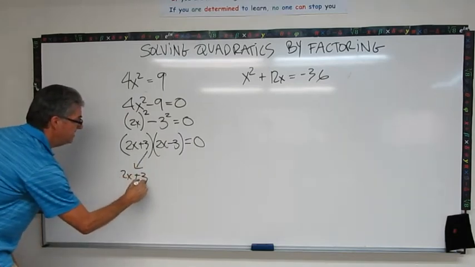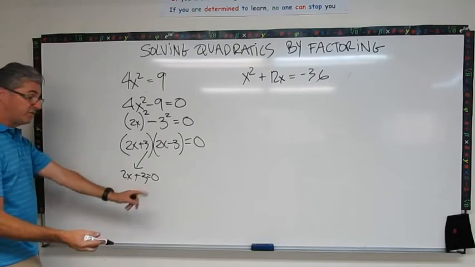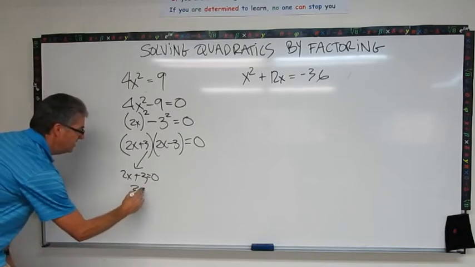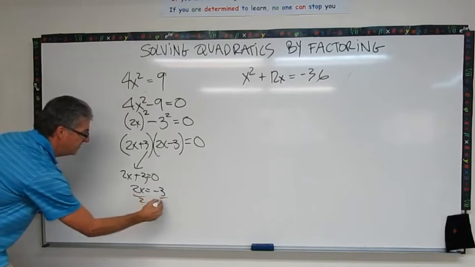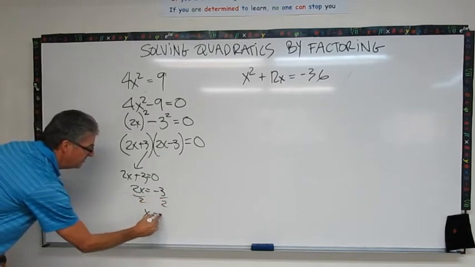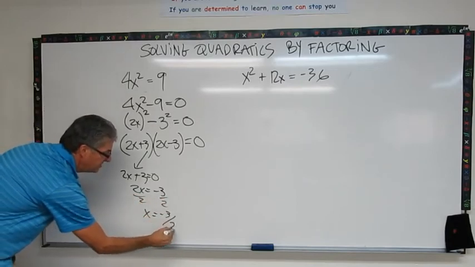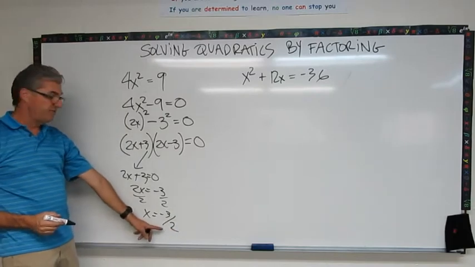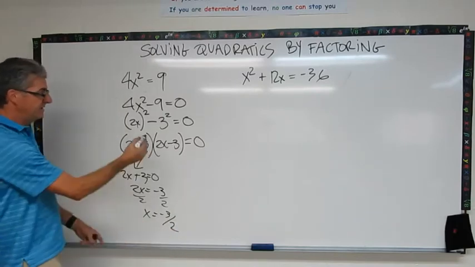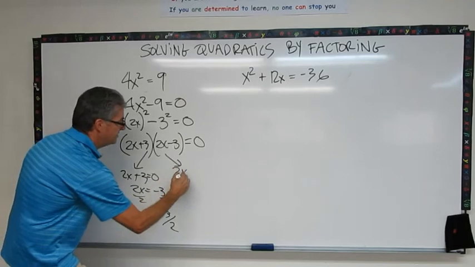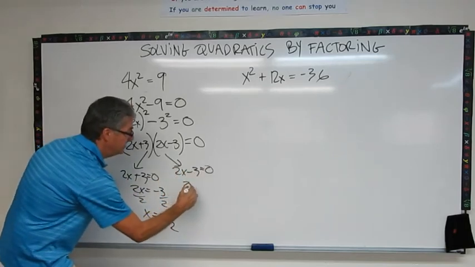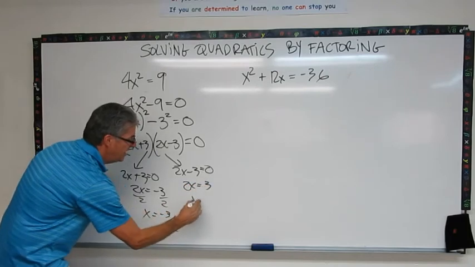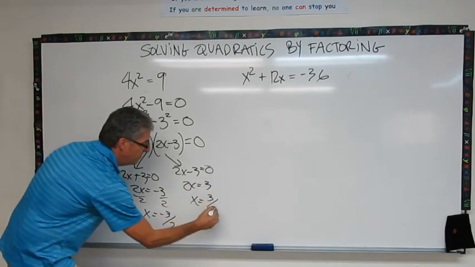2x plus 3 equals 0. Subtract 3 from each side. I'm going to get 2x equals minus 3. Divide through by 2. And I get x equals negative 3 over 2. And that's a fine fraction. You don't have to change that one bit. Now let's do this one. 2x minus 3 equals 0. Add 3 to both sides. 2x equals 3. X equals 3 over 2.